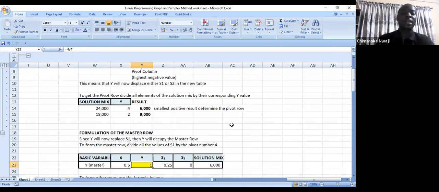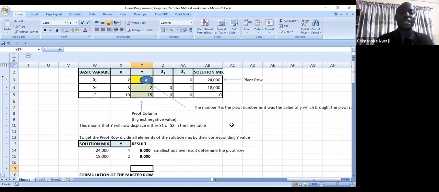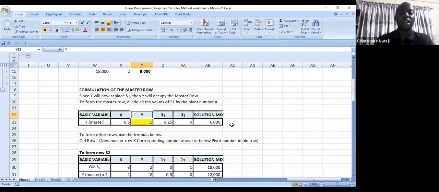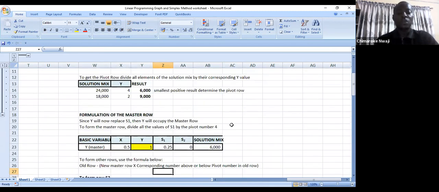How do we get 1 here? It's a result of 4 divided by 4. So 4 was written here, divided by 4. How do we get this other one? For S1, we have 1 divided by 4. So you can see it here, 1 divided by 4 will give you 0.25. And the next one is 0 divided by 4. And this other one is 24,000 divided by 4. So everything is being divided by the pivot number. That is how we got our master Y. That's important to note.